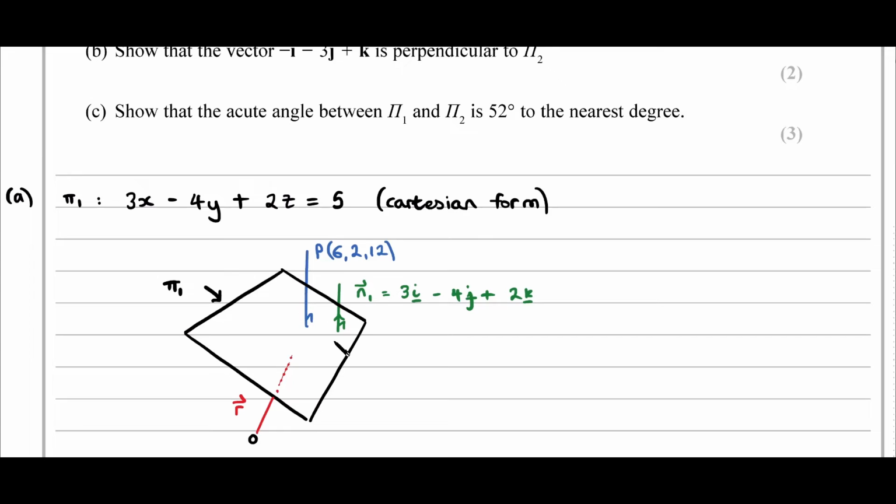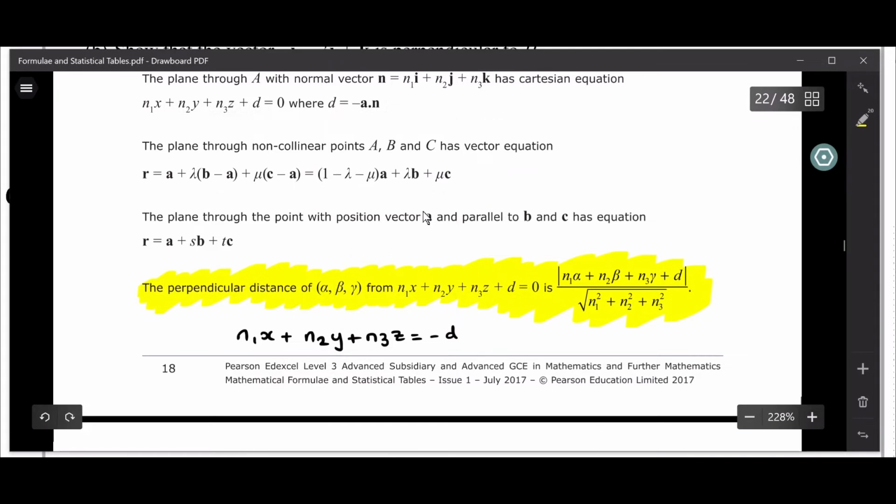So with that being said, if we go to our formula book, the perpendicular distance of alpha, beta, gamma from n1x plus n2y plus n3z plus d equals 0, that will be given by the modulus of n1 alpha plus n2 beta plus n3 gamma plus d, modded, over the square root of n1 squared plus n2 squared plus n3 squared.